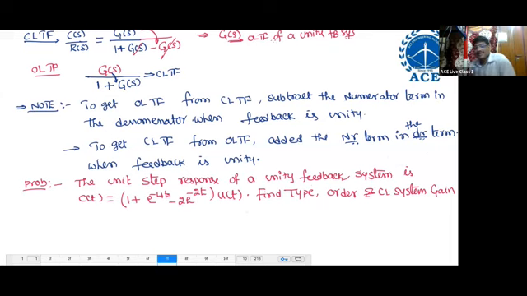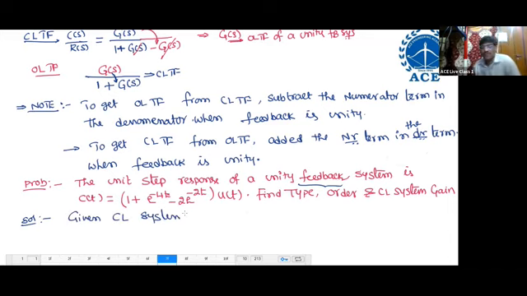Unity feedback means H of S is 1. Now it is a what? Closed loop system or open loop system? Feedback mentioned means given system is a closed loop system.